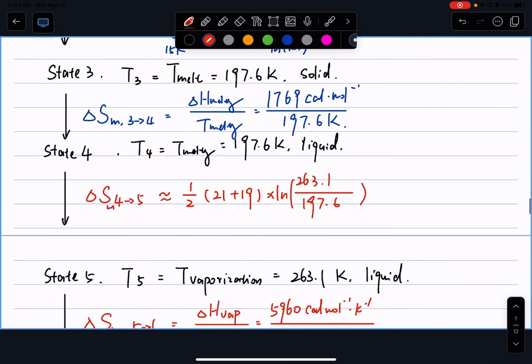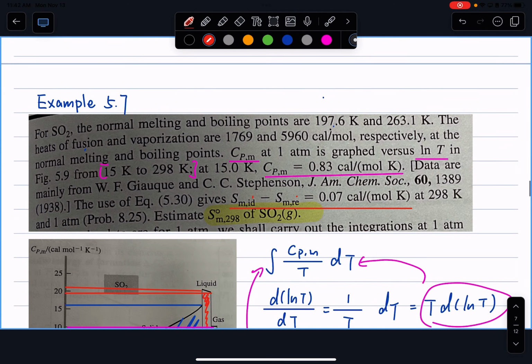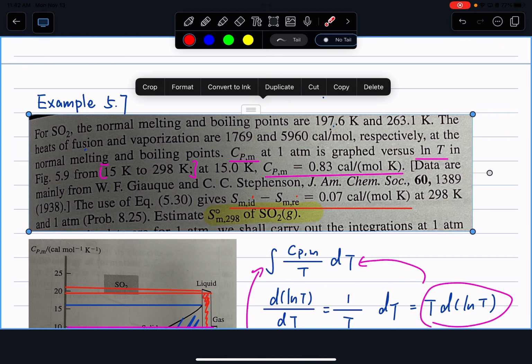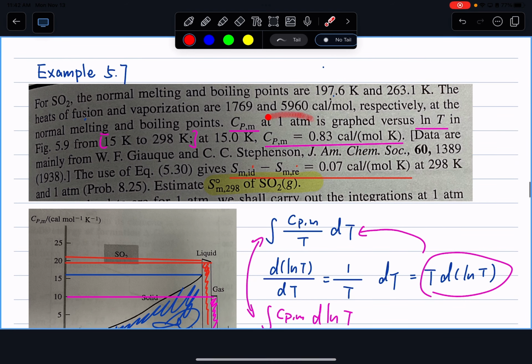All right. And finally, final. I know I said final, but one last step here is we're having this graph at 1 atm. And remember, we're asked to estimate the standard molar entropy. So that standard molar entropy means my pressure is at 1 bar. So we need to take consideration of that pressure difference between 1 atm and 1 bar.